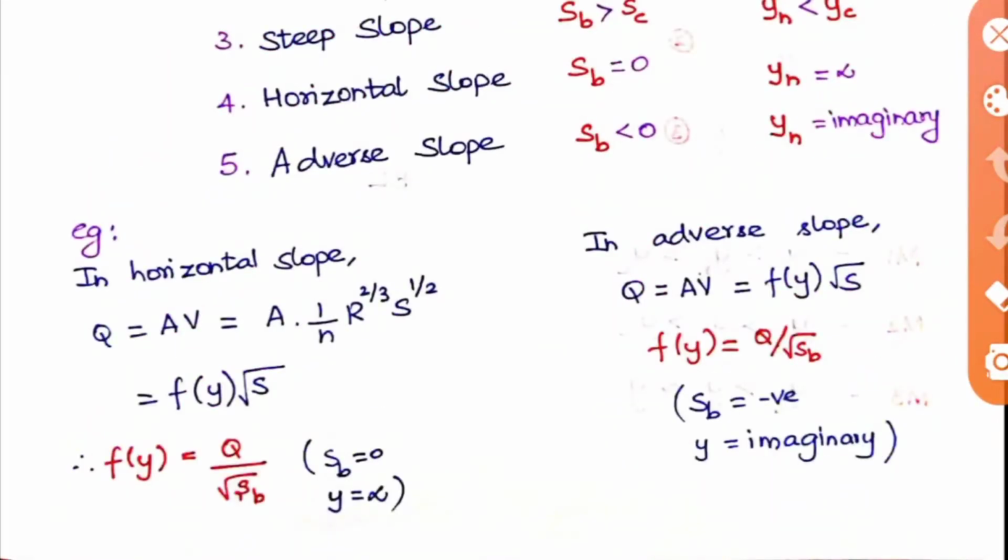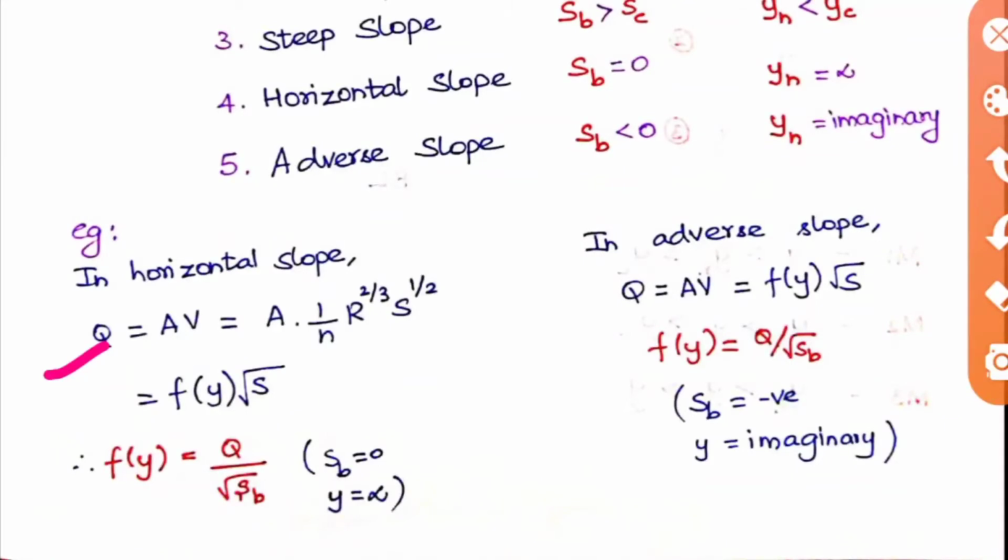So if you take the horizontal slope, Q is equal to AV, and AV I have expanded with respect to the Manning's formula. So you can write this whole term as f of y. Okay, leaving that S, slope, alone, I have taken it as f of y, and S power 1 by 2 is root S. So Q is equal to f of y into root S. So you can write f of y is equal to Q by root SB, that is your slope of the bed.